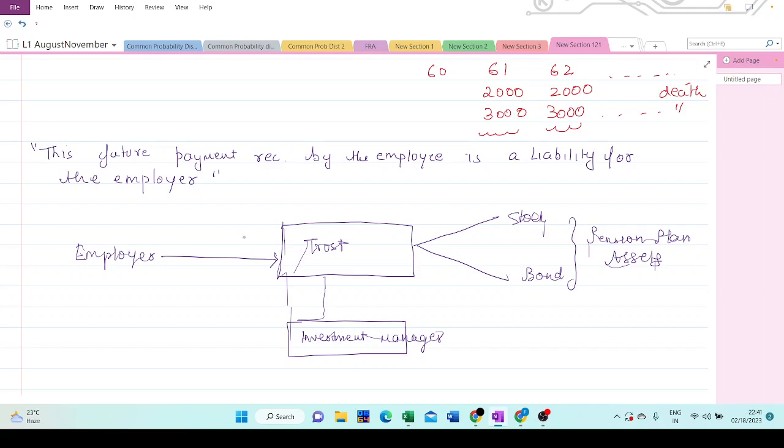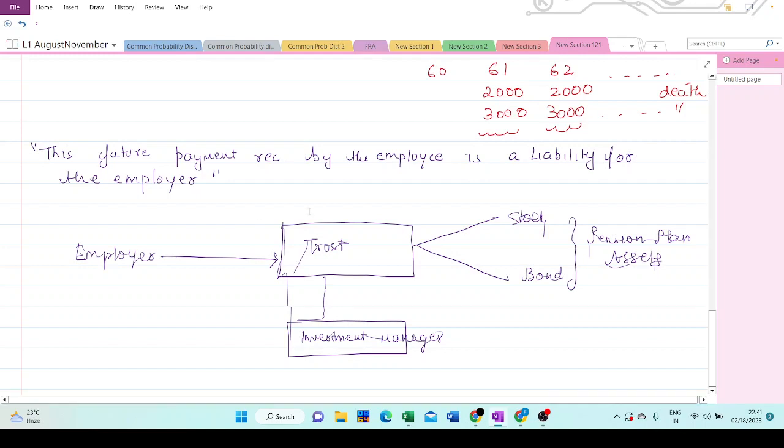So what the employer has to pay to the employees after retirement is funded through these plan assets. Now, if these plan assets are not sufficient to pay the pension liabilities when they come due, then the employer has to make good the shortfall from his own pocket.